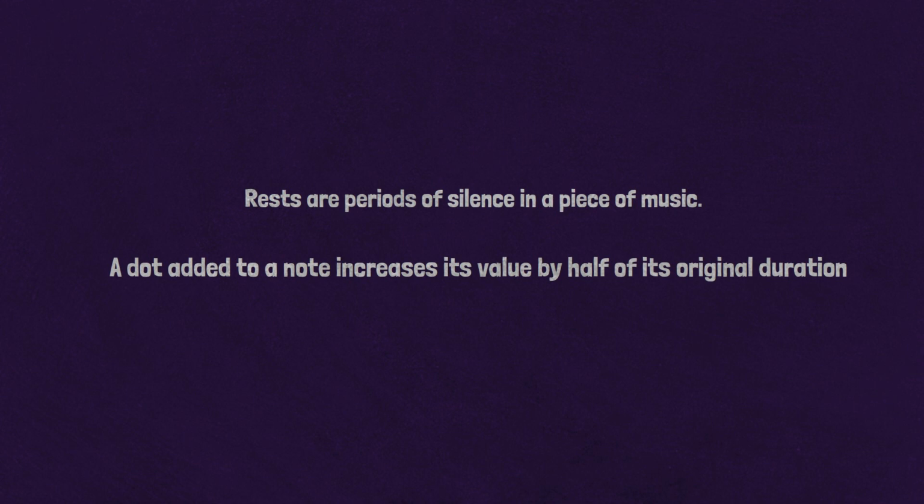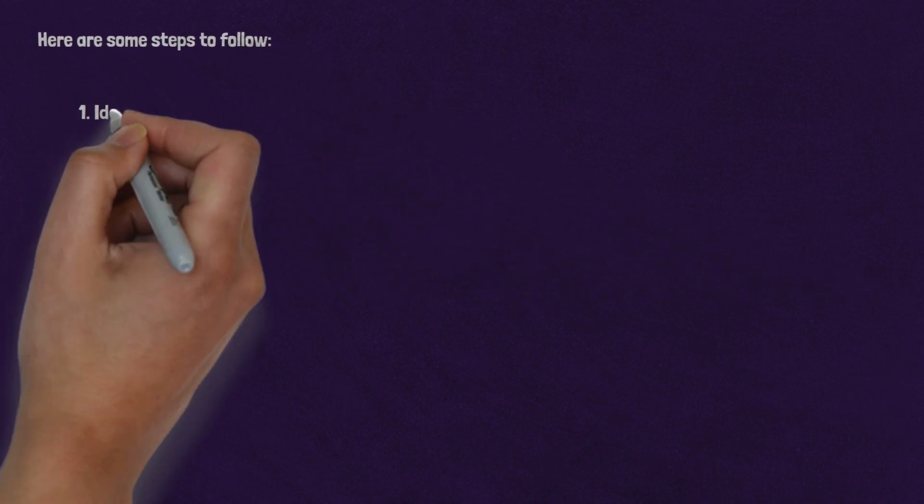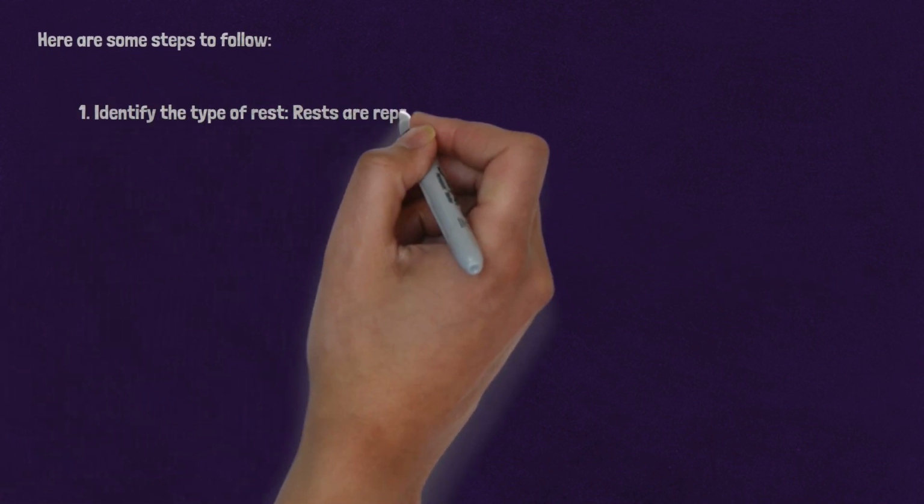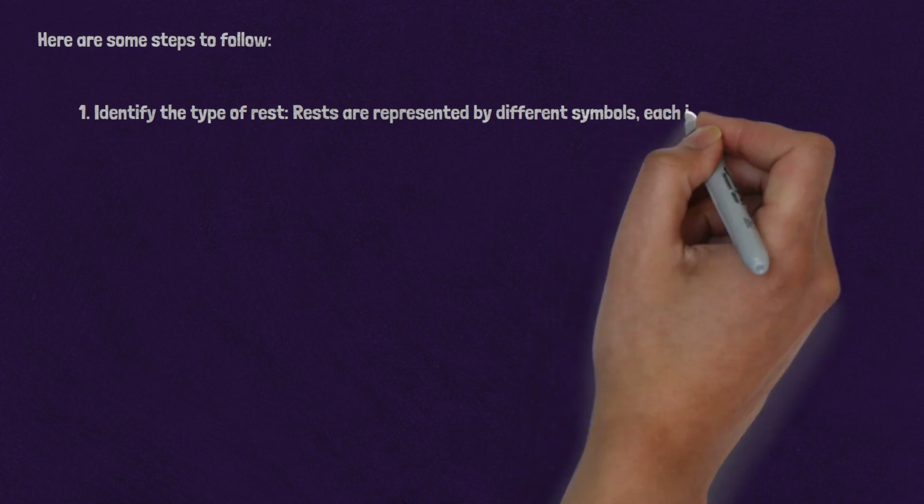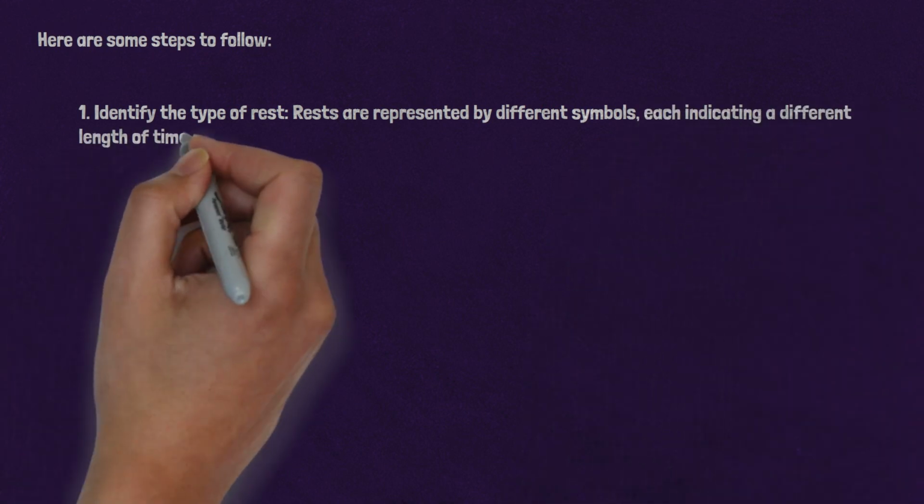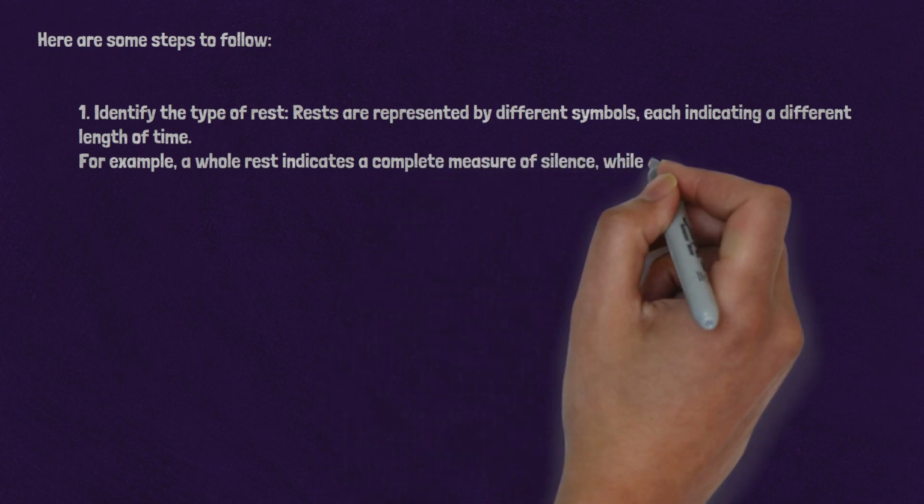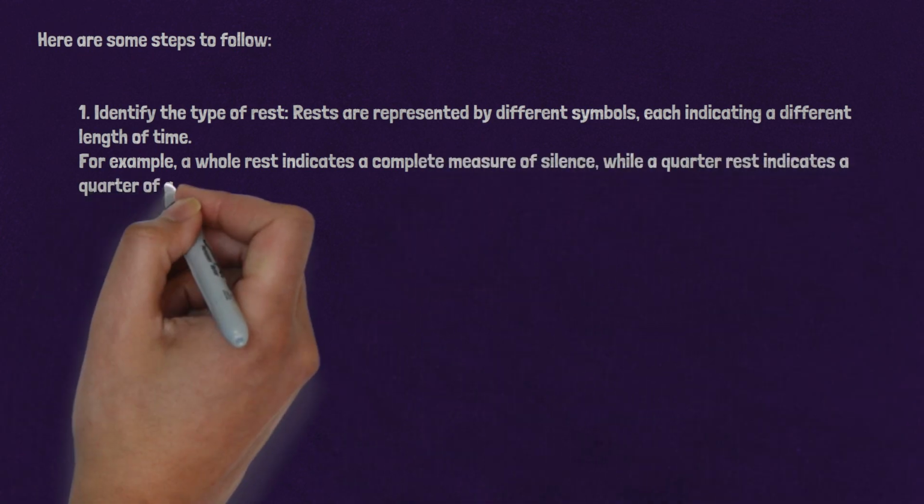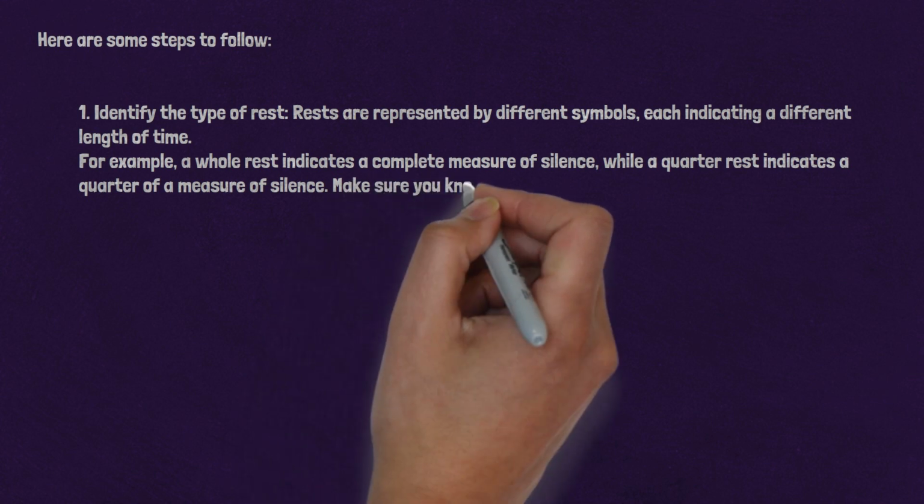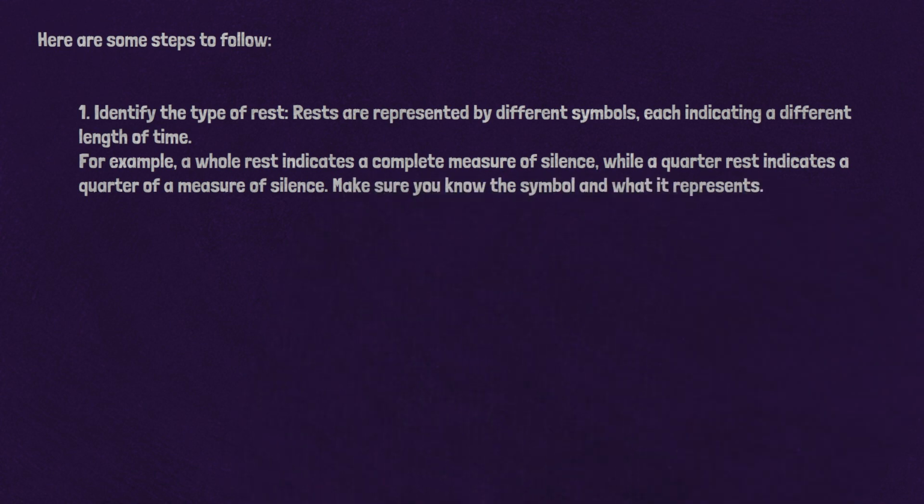Counting rests and dots in music notation can seem daunting at first, but with a bit of practice, it becomes second nature. Here are some steps to follow. Identify the type of rest. Rests are represented by different symbols, each indicating a different length of time. For example, a whole rest indicates a complete measure of silence, while a quarter rest indicates a quarter of a measure of silence. Make sure you know the symbol and what it represents.